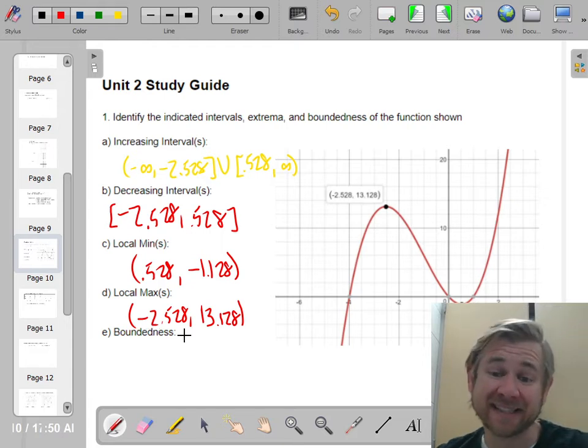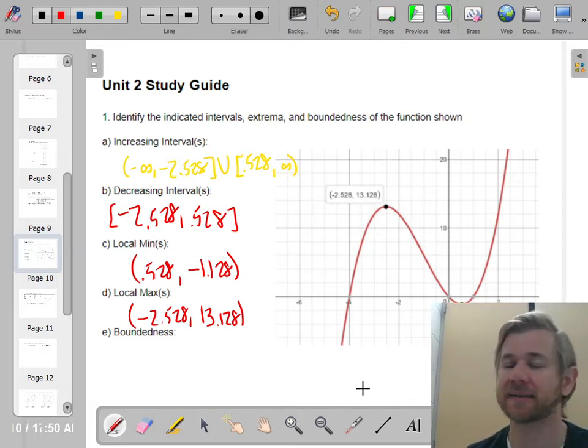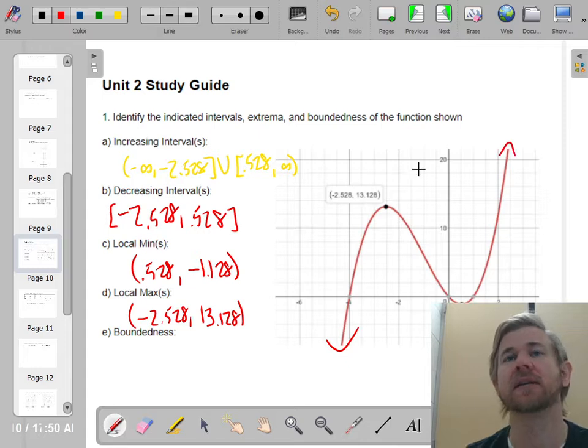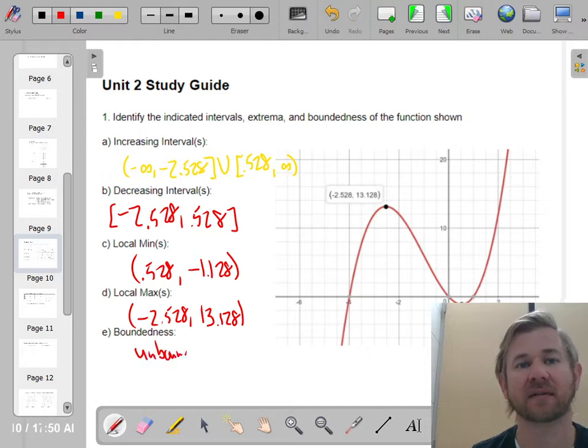And then boundedness. If this thing has a maximum or a minimum, like a global maximum throughout the whole function. This thing doesn't. It goes up and down forever. Since the range is negative infinity to positive infinity, this is unbounded. It's not bounded above. It's not bounded below. We can say it's unbounded.